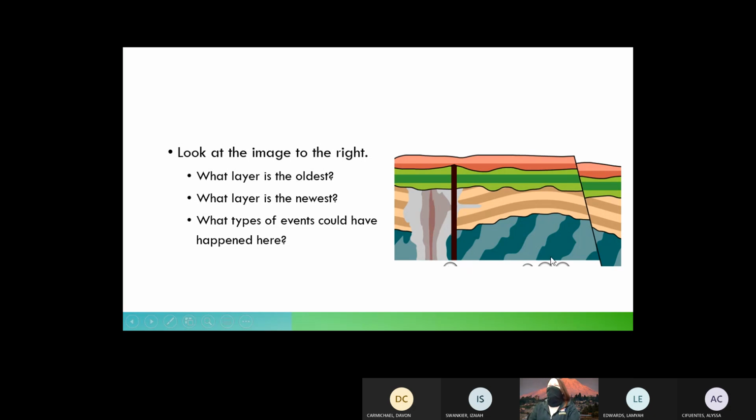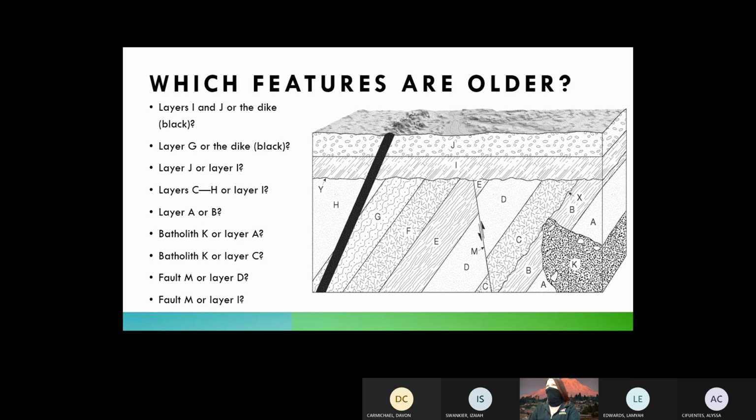What's this one called? It starts with a T or an A. Tilt or angular unconformity. I know, that was from last week. It's almost like it's at an angle. Weird, huh? All right. This one, which features are older?